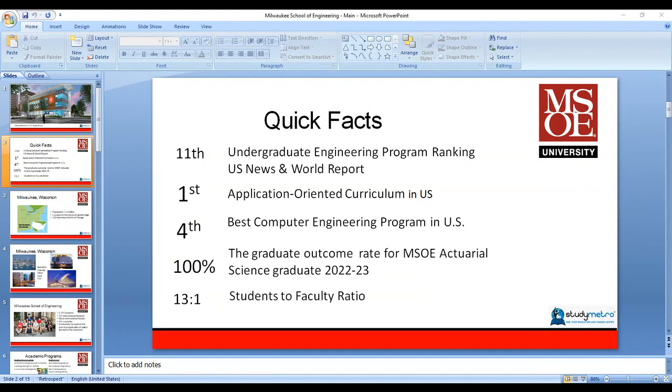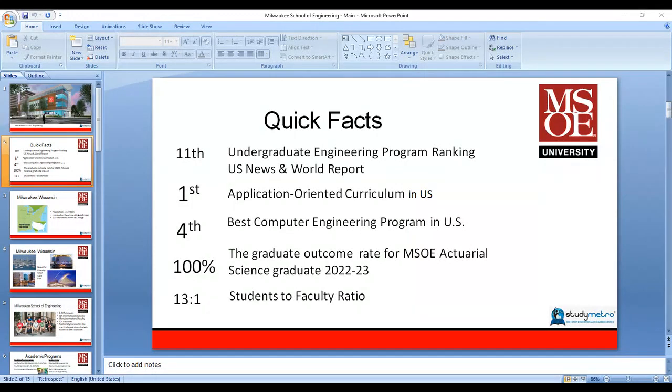As this university was established by Oscar Verwoerd, his main concern was to enhance the engineering field. That's the reason he initiated this university. If we talk about the computer engineering program, it ranked 4th in the US. Also, the faculty to student ratio is around 1:13, meaning for every 13 students there is a professor, and these professors are well experienced. They are all PhD holders, and more than 132 faculty are currently teaching in this university.